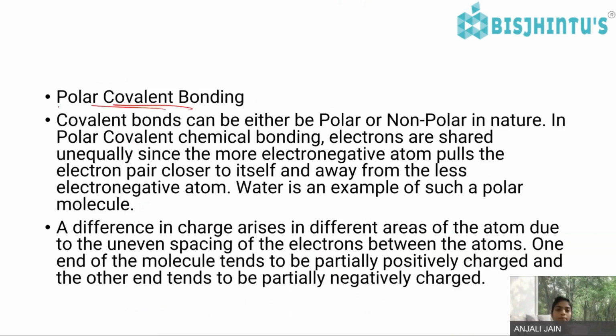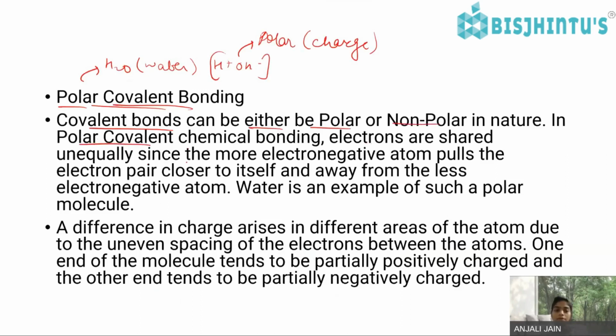Now polar covalent bond. Polarity, we know, if we talk about the water molecule, then H positive and OH negative make it polar. Charge should be there. So covalent bonds can be either polar or non-polar in nature. In polar covalent bonding, electrons are shared unequally, since the more electronegative atom pulls the electron pair closer to itself and away from the less electronegative atom. Water is a very good example. Oxygen is more electronegative, so it pulls on the H positive, and this is due to the electronegativity difference.